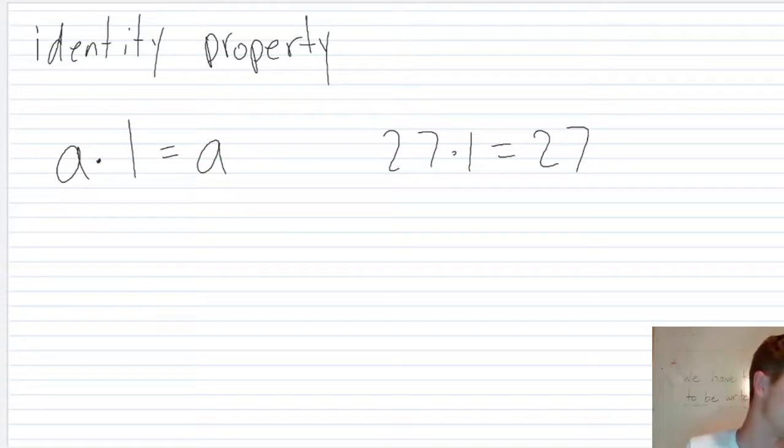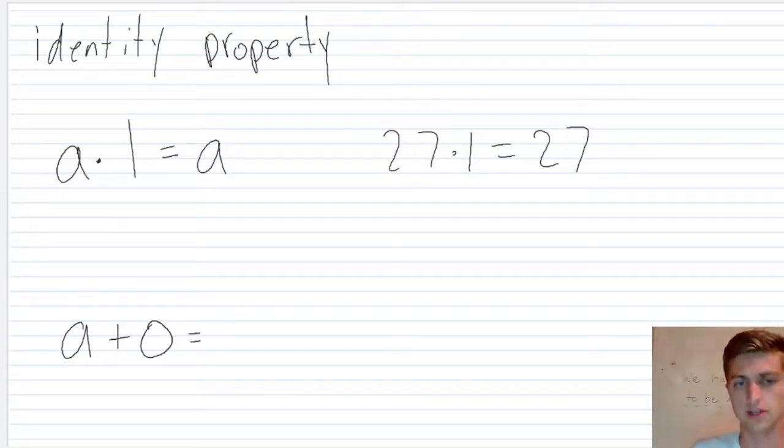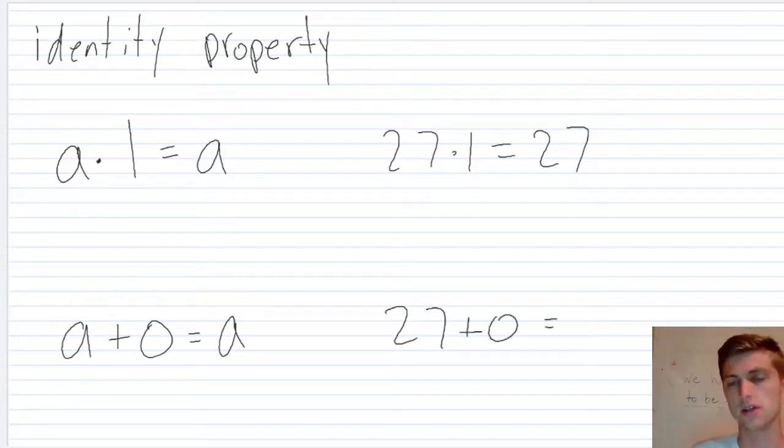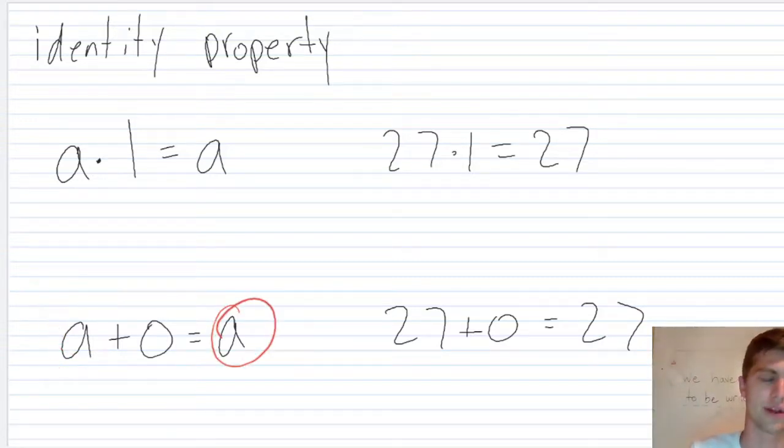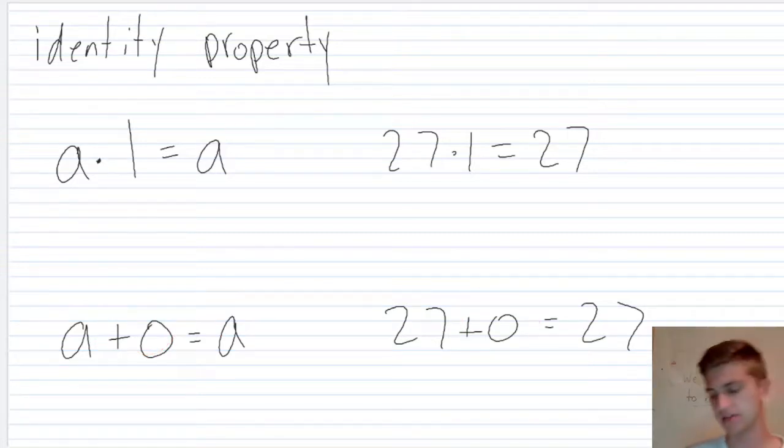We can also do it with addition. Let's do the same thing. A plus what will give us A? 0. A plus 0 gives us A. And to use another example, 27 plus 0 gives us 27. This is called the identity property of addition because what we started with, we end up with because we added 0. It seems kind of obvious, but they have a name if we ever need to refer to it.